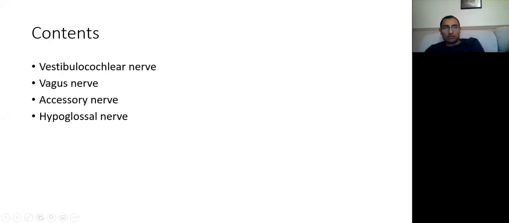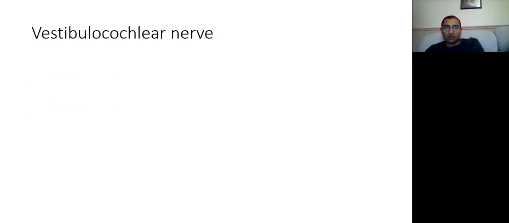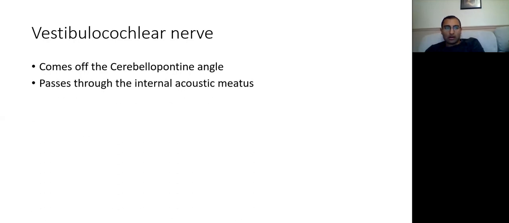Yep, so the contents would be vestibulocochlear nerve, vagus nerve, accessory nerve, hypoglossal nerve. So start off with vestibulocochlear nerve. It comes off the brainstem at the cerebellopontine angle. The other nerve, I think, is facial nerve, that comes from the same area.